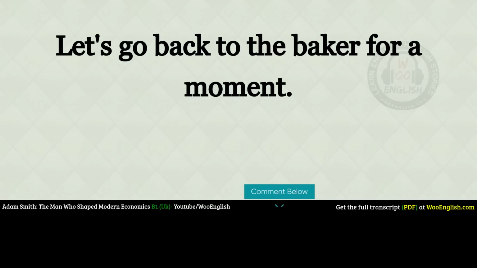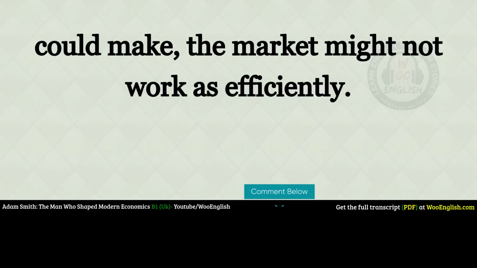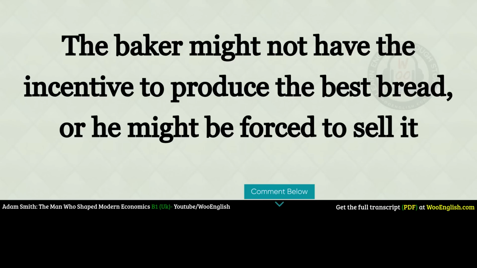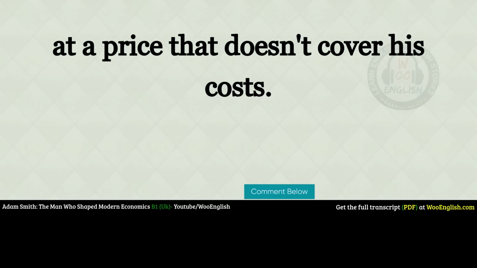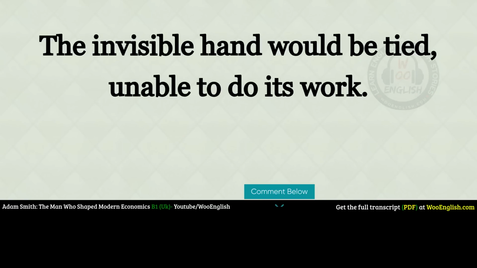Let's go back to the baker for a moment. If the government were to step in and set the price of bread, or dictate how much bread the baker could make, the market might not work as efficiently. The baker might not have the incentive to produce the best bread, or he might be forced to sell it at a price that doesn't cover his costs. Customers might find it harder to get the bread they want, or they might have to pay more than necessary. The invisible hand would be tied, unable to do its work.